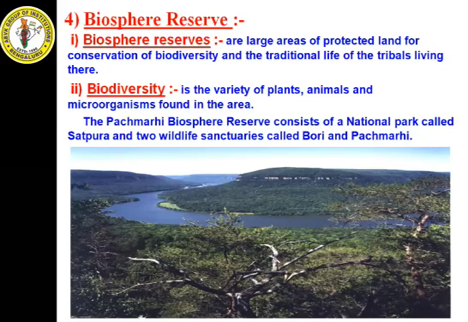The Pachmarhi Biosphere Reserve consists of a national park called Satpura and two wildlife sanctuaries called Bori and Pachmarhi. Okay, so one example of a biosphere reserve is the Pachmarhi Biosphere Reserve. This biosphere reserve consists of one national park, that is Satpura National Park, and also two wildlife sanctuaries, that is Bori Wildlife Sanctuary and Pachmarhi Wildlife Sanctuary. Okay.